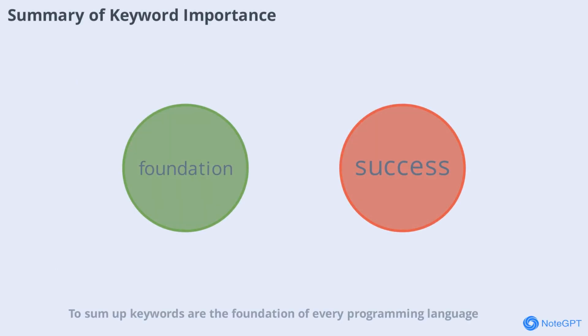To sum up, keywords are the foundation of every programming language. They define structure, ensure consistency, prevent errors, and enable powerful features. Mastering keywords is essential for writing clear, efficient, and maintainable code. By understanding and using keywords correctly, you set yourself up for success in any programming language.